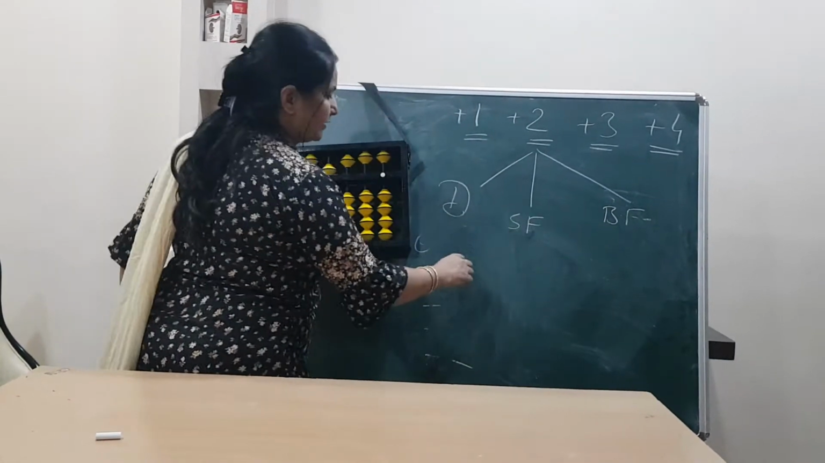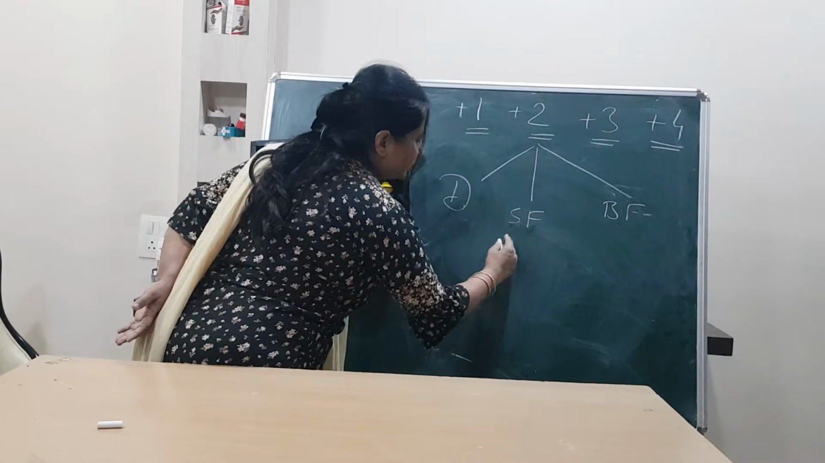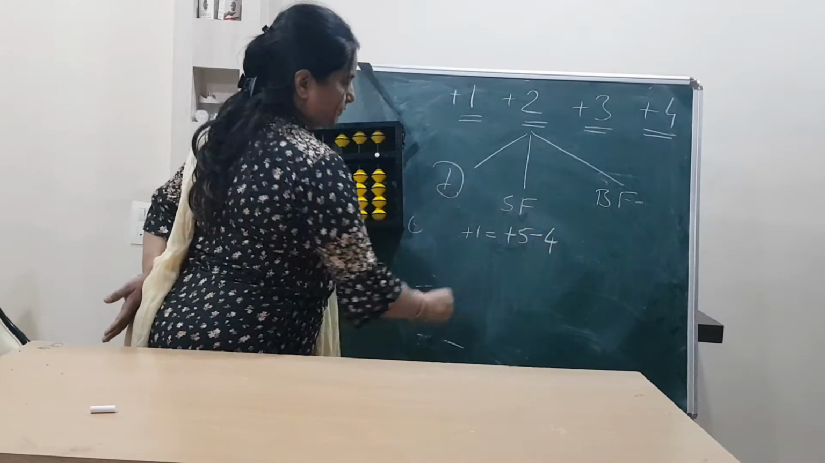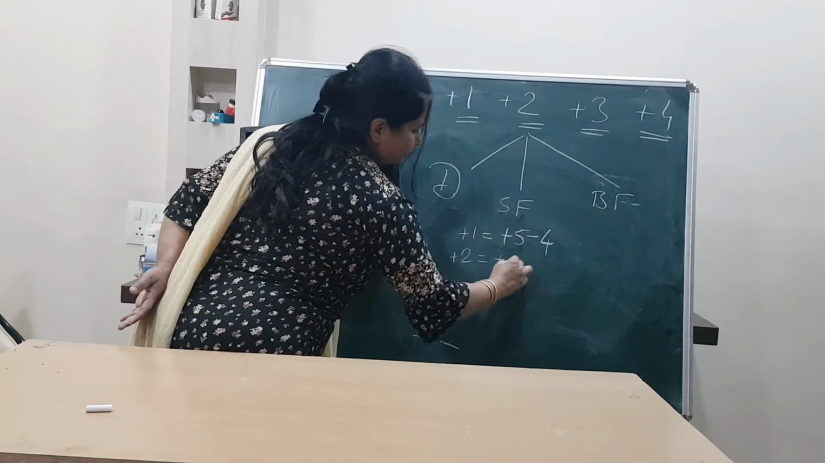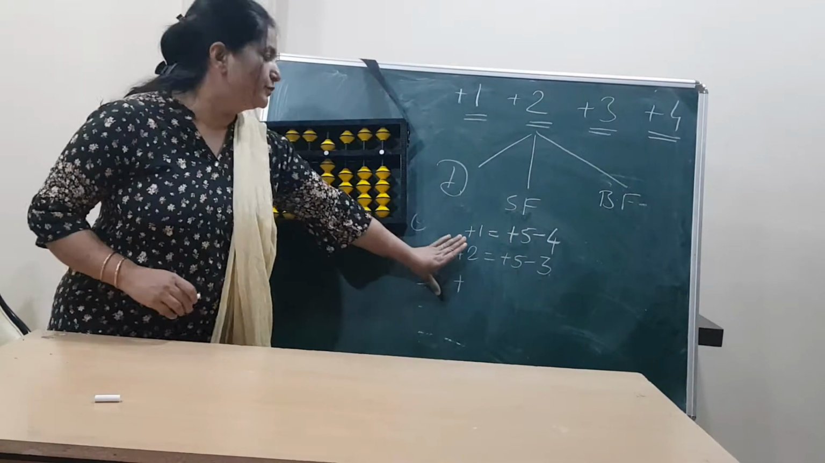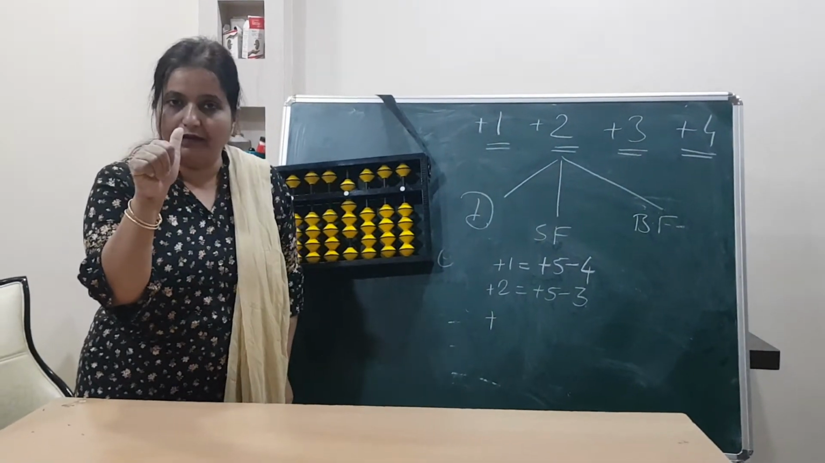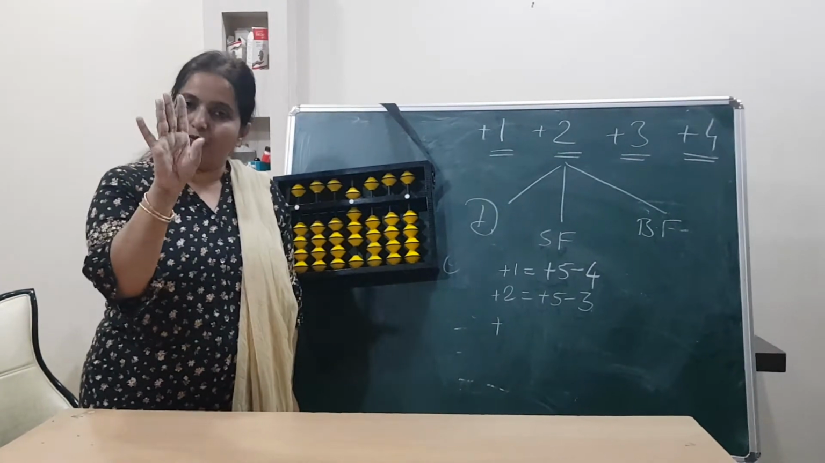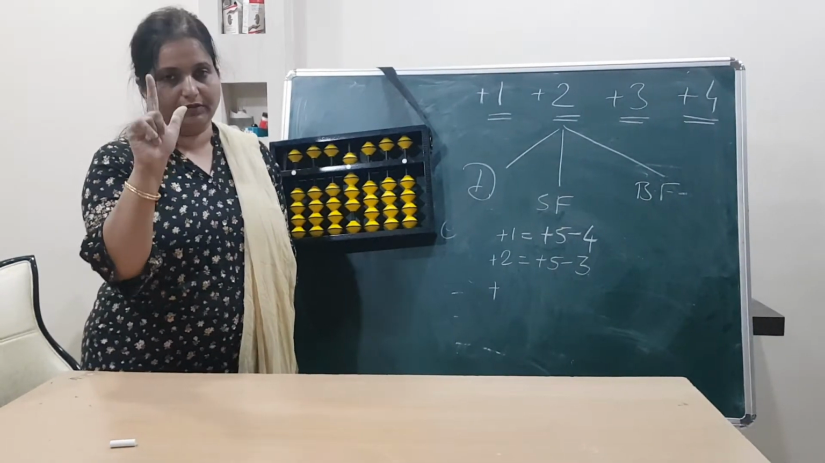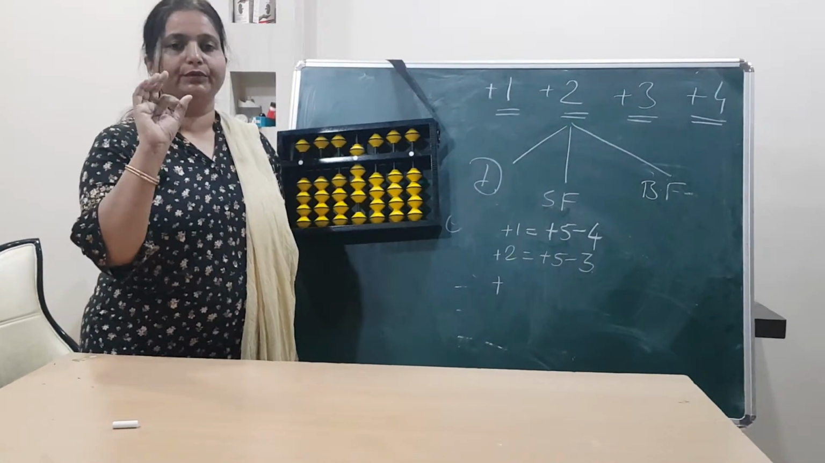Now I will write. You all know how to do 1 direct, 2 direct, 3 direct and 4 direct. Now for the small formula, 1 is equal to plus 5, minus 4: 1 friend 4. Then 2 friend 3. Here we are using complements of 5. Both together make 5. If I close 4 fingers, 4 friend 1. If I close 1, 1 friend 4. So 4 1, 1 4. If I close 3, 3 friend 2. 3 2, 2 3.